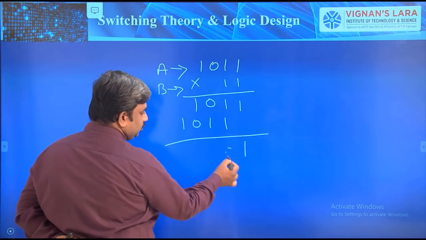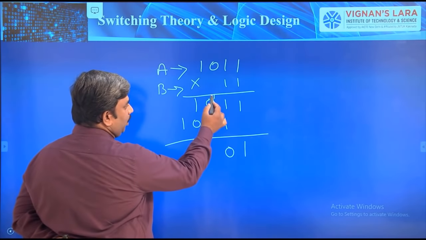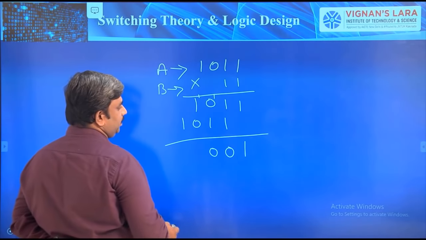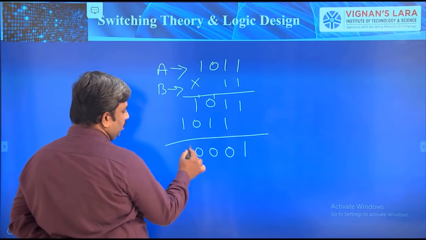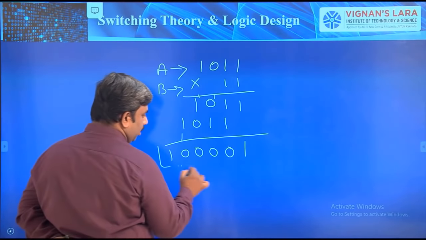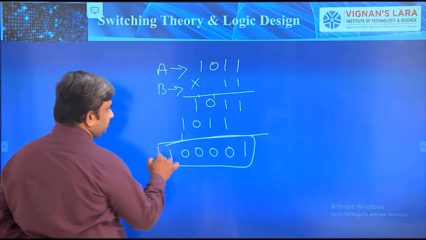1 plus 1 is 0, and carry is 1. 1 plus 0 plus 1, 2 ones are there, so 0 and here one more carry. 1 plus 1 is 0 and carry 1. 1 plus 1 is 0 and carry is here. This is the final answer.